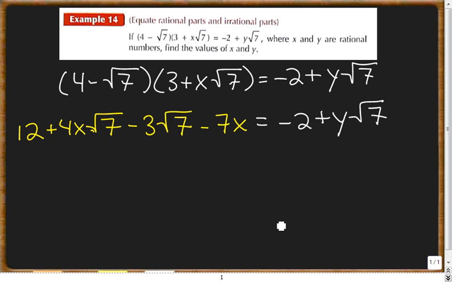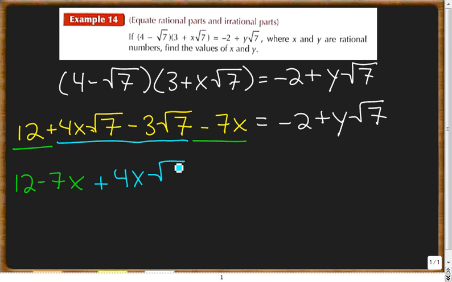So again, we're trying to make it look like this over here. So what we want is to get all of our square roots of 7 together, and we want to get all our other terms together. So I'm going to reorder this real quick. I'm going to say, okay, my 12 and my negative 7x, we're going to move that up here: 12 minus 7x, and then we're going to say this stuff together. I've got plus 4x times the square root of 7 minus 3 times the square root of 7. All right.